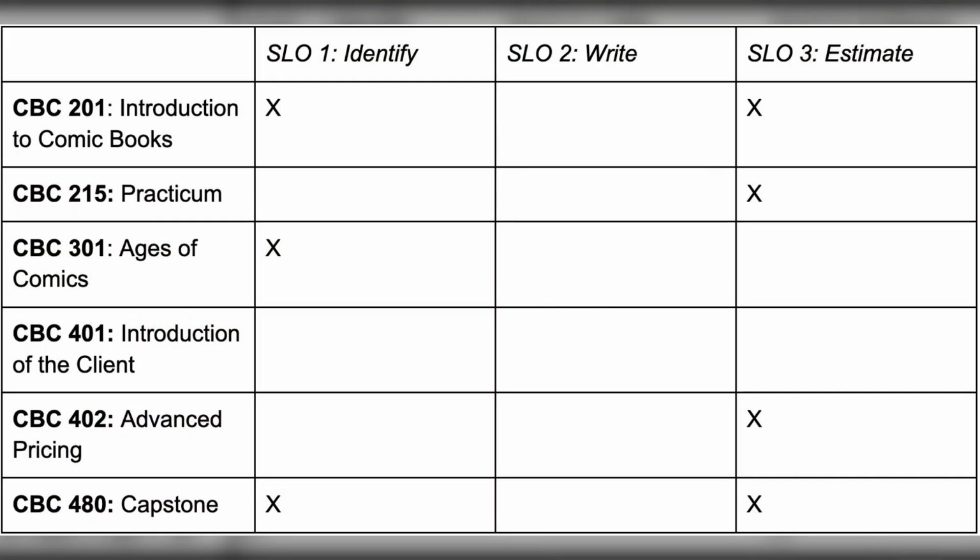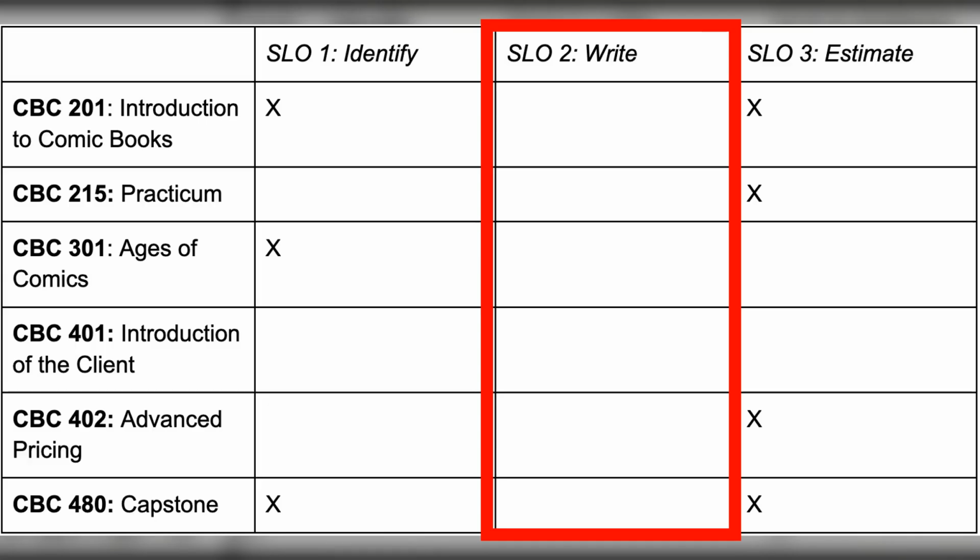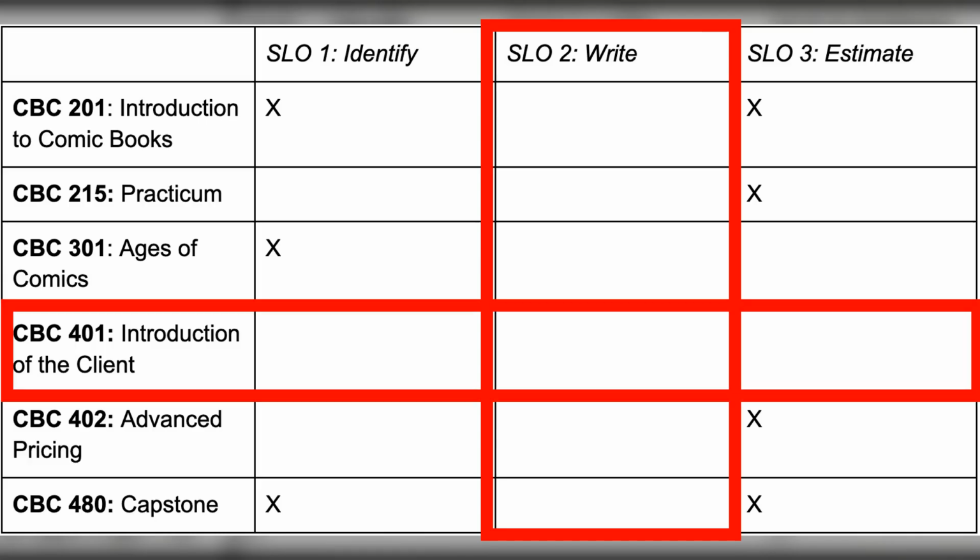Before we move on, 2 quick rules of thumb. Every SLO should have at least one required course mapped onto it. And every required course should map onto at least one SLO. Given those rules of thumb, what's wrong with this curriculum map? You likely spotted that Student Learning Outcome 2 has no coverage, and that CBC 401 does not correspond to any SLO. Both are red flags.